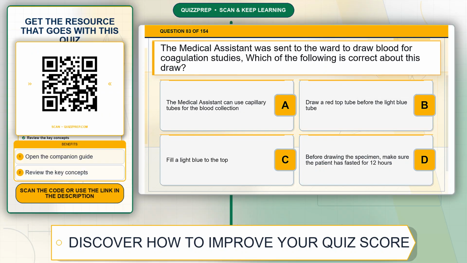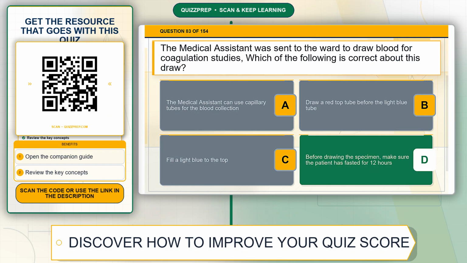Question 83. The medical assistant was sent to the ward to draw blood for coagulation studies. Which of the following is correct about this draw? Option A, the medical assistant can use capillary tubes for the blood collection. Option B, draw a red top tube before the light blue tube. Option C, fill a light blue to the top. Option D, before drawing the specimen, make sure the patient has fasted for 12 hours. The correct answer is option D, before drawing the specimen, make sure the patient has fasted for 12 hours.